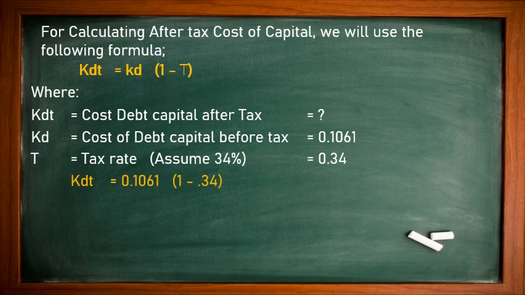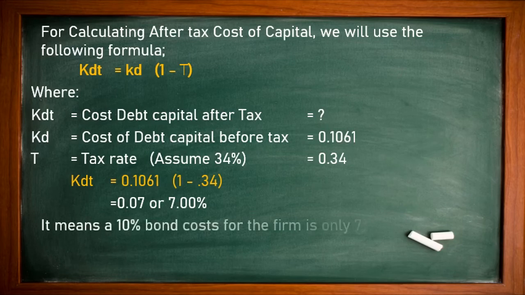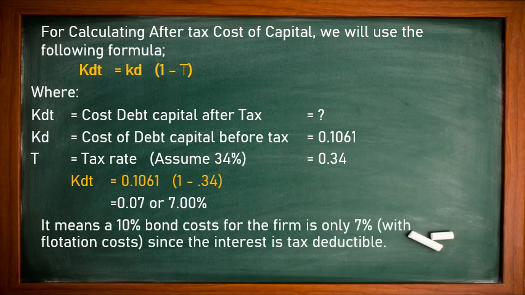Now if we want to know what KDT is, let's use the previous example. As you know, KD came to 0.1061, or 10.61%. We already calculated it in a previous slide. And the tax rate we also assumed to be 34%, so we will continue with 34%. Now what is the KDT? We put the value of KD as we calculated, 0.1061, and multiply by 1 minus T. The tax rate is 34%. So it comes to 0.07, or you can say around 7%. This is just a rounded value. Once you calculate, you will get the approximate value.